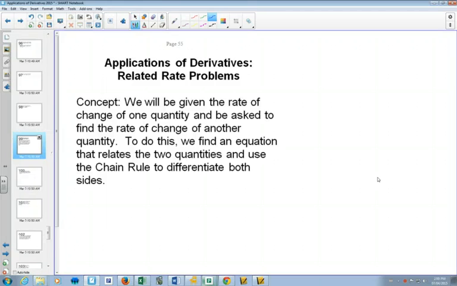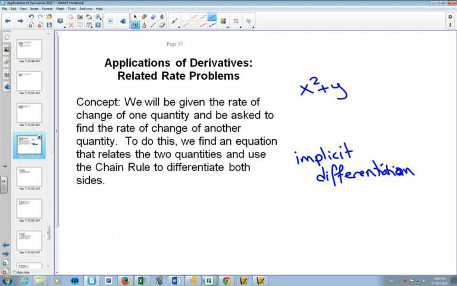And for these related rate problems, we'll be given different rates of change and be asked to find other rates of change. And the way that we're going to do that is by making an equation and using the chain rule and implicit differentiation.